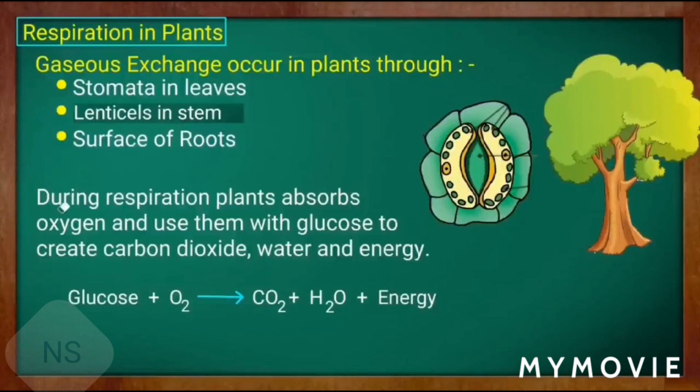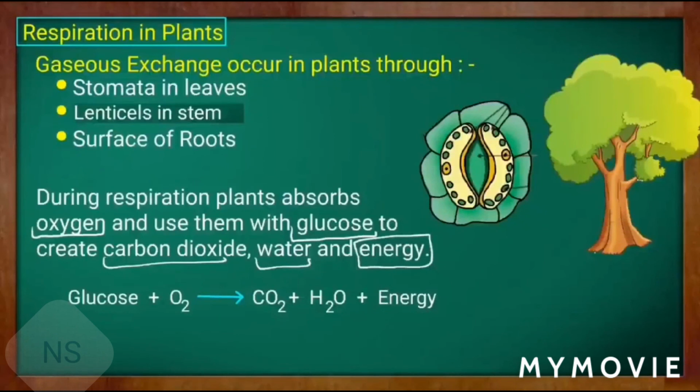During respiration, the plants absorb oxygen and use that oxygen with glucose to create carbon dioxide, water, and energy. Hey students, you know that respiration is an energy releasing process during which oxidation of food takes place. That is, food in the form of glucose gets broken down into carbon dioxide, water, and energy in the presence of oxygen. Students, respiration is a physiological process by which the plants take in oxygen and give out carbon dioxide. This respiration takes place in the plant through stomata, lenticels present in the bark of the tree, and even through the surface of the roots.